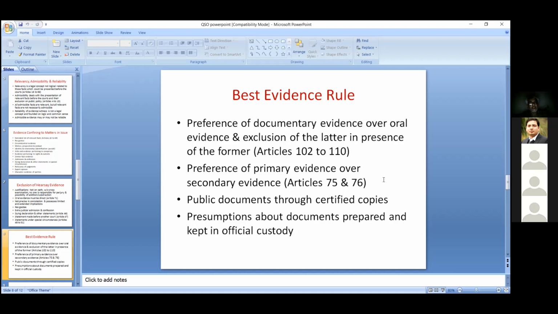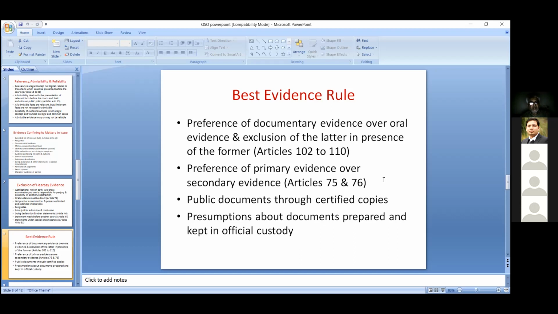One is documentary evidence is preferred over oral evidence. Why is documentary evidence preferred over oral evidence? Because documentary evidence is maintained more appropriately as compared to oral evidence. There is a possibility of lapse in oral evidence, but there is less possibility of lapse in documentary evidence. And that's why documentary evidence is considered best evidence as compared to oral evidence.